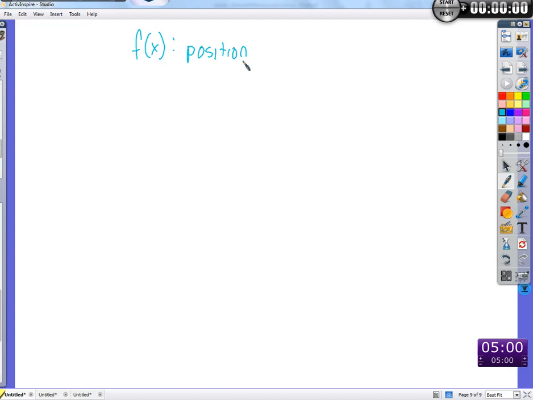No. Okay, so the position function just tells you how far away you are from something given what time you're at. F prime is the change in position, right? Because that's what derivatives are. They're the change of something, the rate of change or the slope. What do we call the change in position? Rate of change. But if we look at a position function and we look at the slope, that's velocity. Yes, velocity.